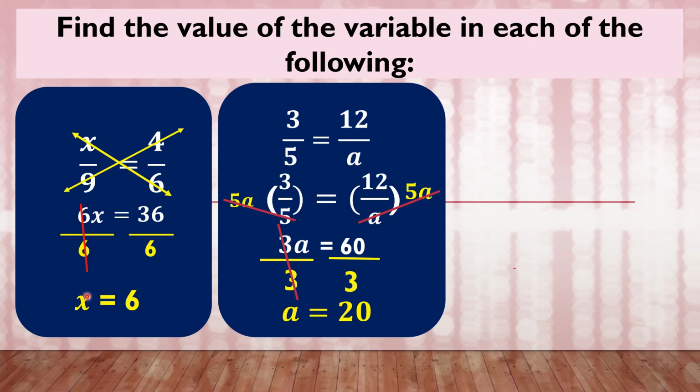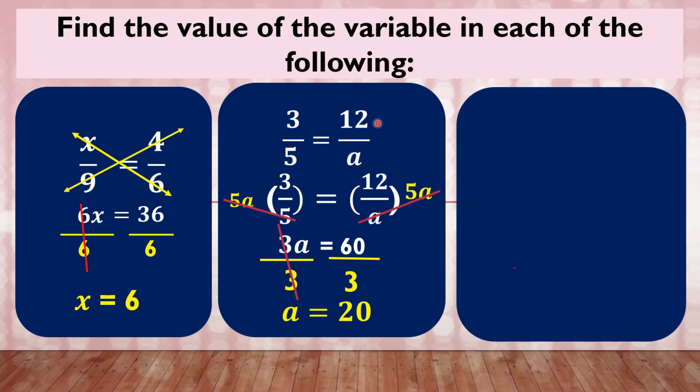Check natin. Kung siya ay 20, 20 times 3 equals 60. 5 times 12 is also 60. So therefore, A is equal to 20. Wala nang iba. Last one.